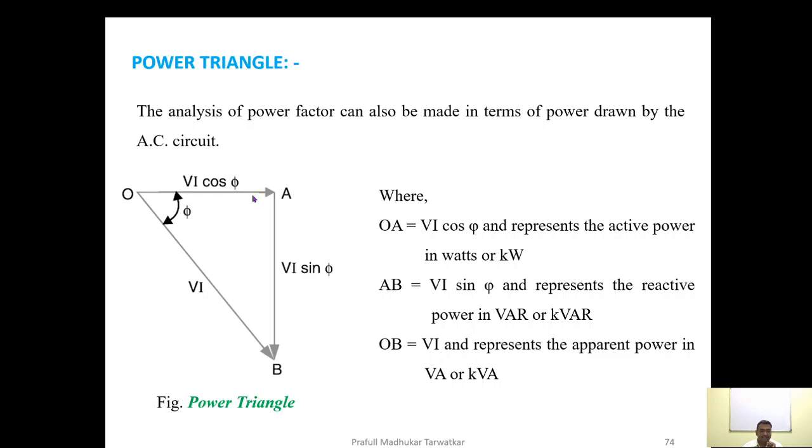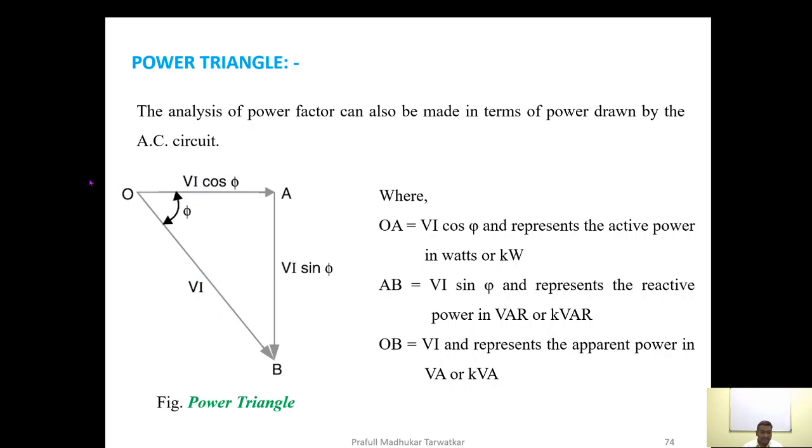Now this is called a power triangle. Vector OA is representing active power given by VI cos of phi. Vector AB is representing reactive power, represented by VI sin of phi or Q. This is P, this is Q. And this vector OB is a vector addition of OA and AB, known as S, that is apparent power, given by V into I.